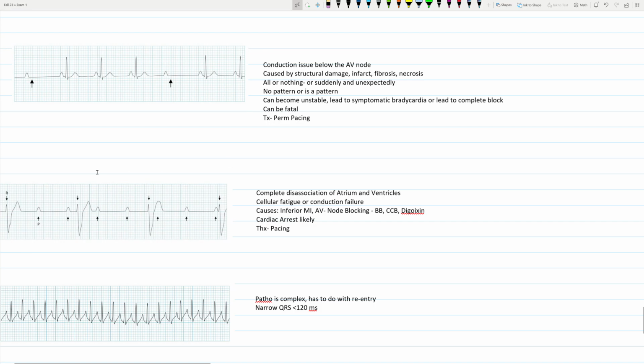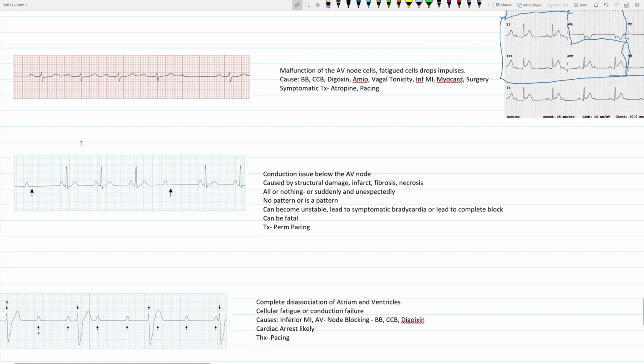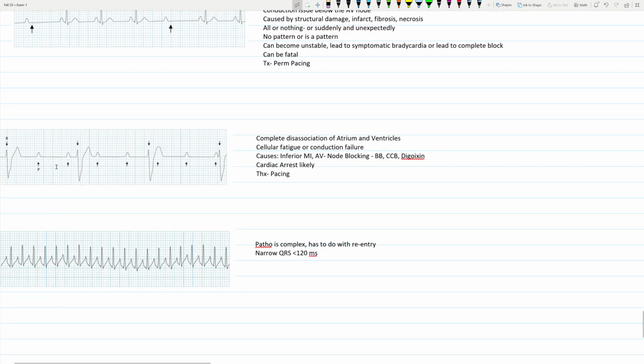Next up here we have, if we've talked about type 1, we have our two type 2s. This is going to be our type 3. This is a complete block, okay? So we have a complete dissociation between the SA and the AV node. They are no longer getting along. There is no conduction between them. So what happens is the atriums and the ventricles are completely independent of each other. They are not getting along. They do not beat in accordance with each other.